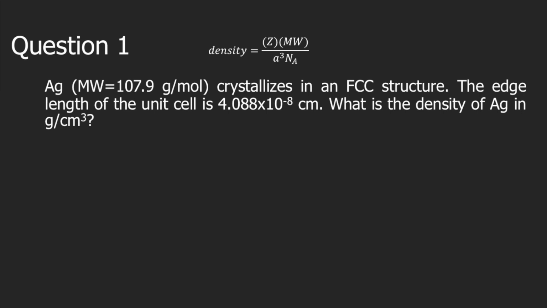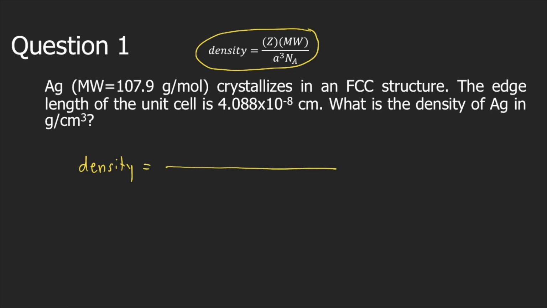Let's answer the first question. Silver crystallizes in an FCC structure. The edge length of the unit cell is 4.088 times 10 raised to negative 8 centimeters. What is the density of silver in grams per cubic centimeter? So we will use our formula for density. Density is equal to Z. I told you before that Z for FCC is 4, times molecular weight. The molecular weight of silver is 107.9 grams per mole, divided by A raised to 3.